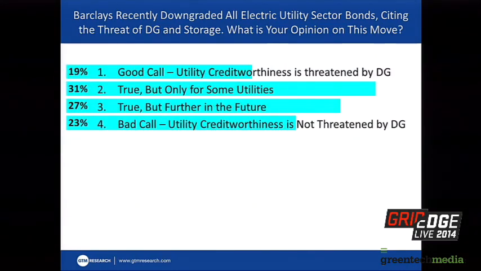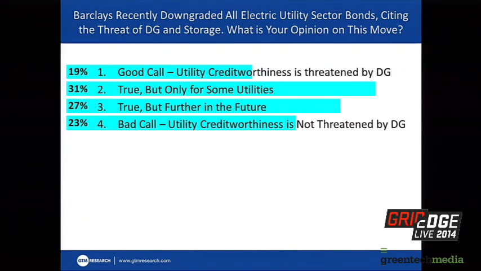And the votes. This is maybe the most even spread that we've had in any of the votes so far. The top selection was true, but only for certain utilities, followed by true, but further in the future, followed by it's a bad call, and then very few people, although not a significant minority, believed that it made sense to downgrade all utility bonds. Why don't we begin with Aaron on this one? What did you vote for?